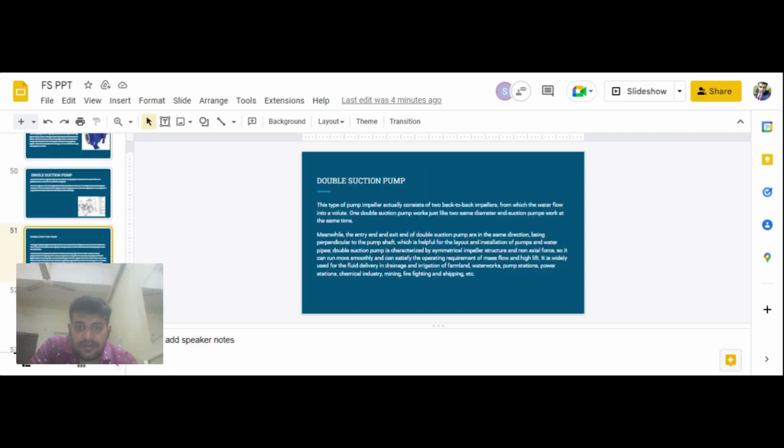Double suction pump. This type of pump's impeller actually consists of two back-to-back impellers from which the water flows into a volute. A double suction pump works just like two same-diameter suction pumps working at the same time. Meanwhile, the entry and exit ends of the double suction pump are in the same direction, perpendicular to the pump shaft, which is helpful for the layout and installation of pumps and water pipes.